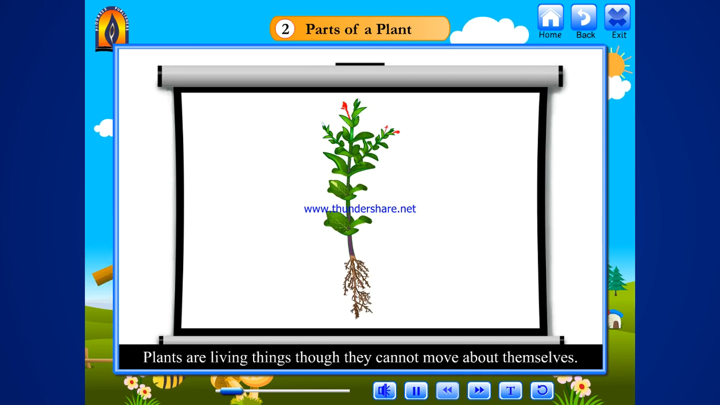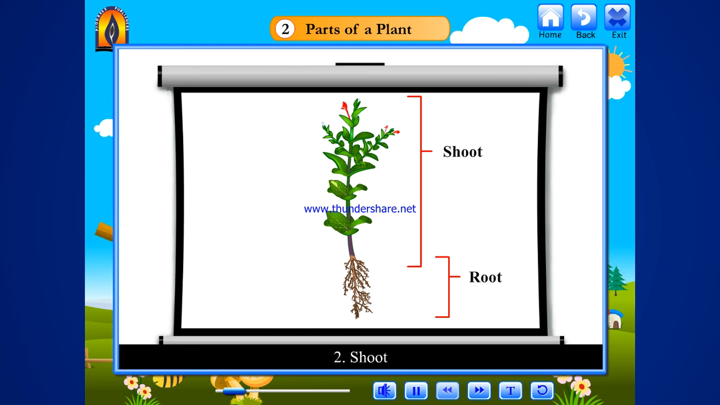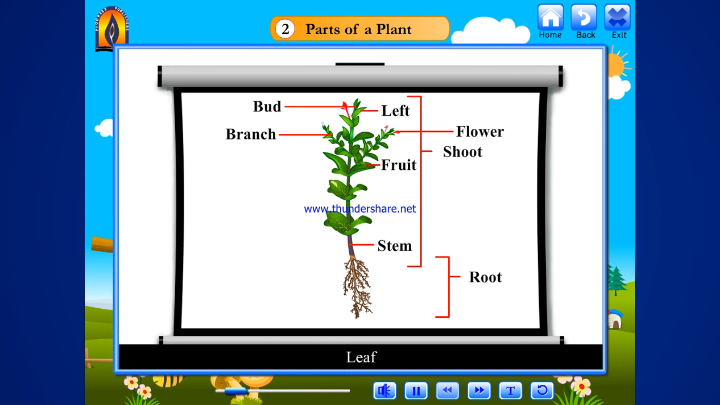Plants are living things, though they cannot move about themselves. A plant has several parts. Let us learn about the main parts of a plant. A plant can be divided into two parts: root and shoot. The parts include root, shoot, stem, branch, bud, fruit, flower, leaf.